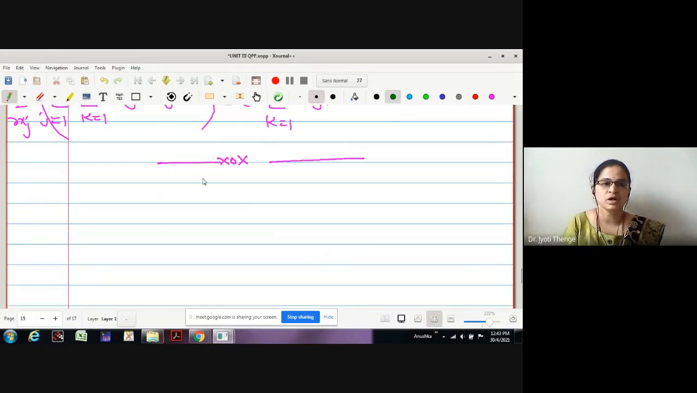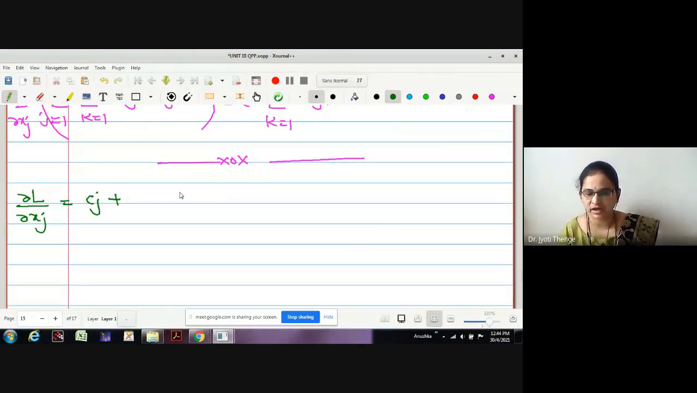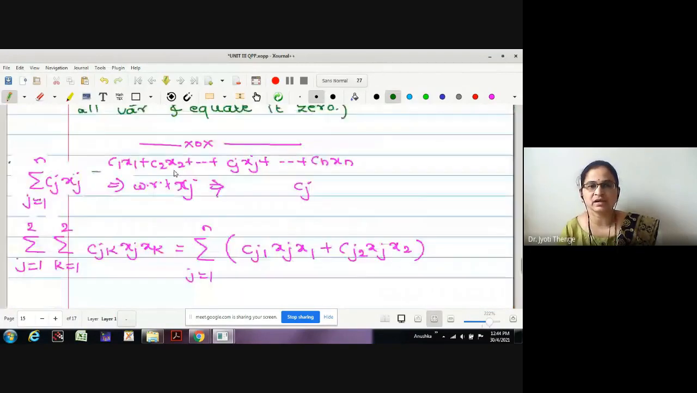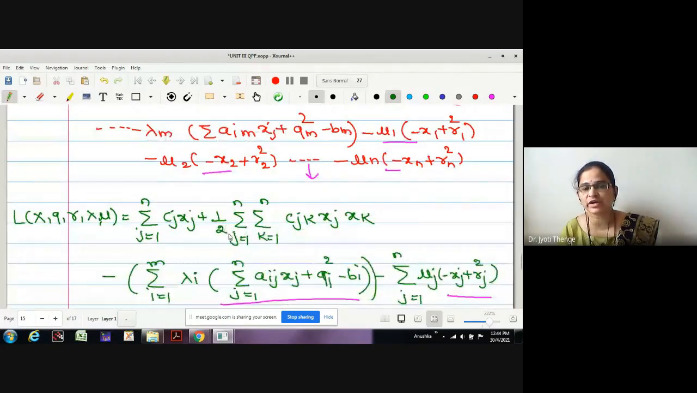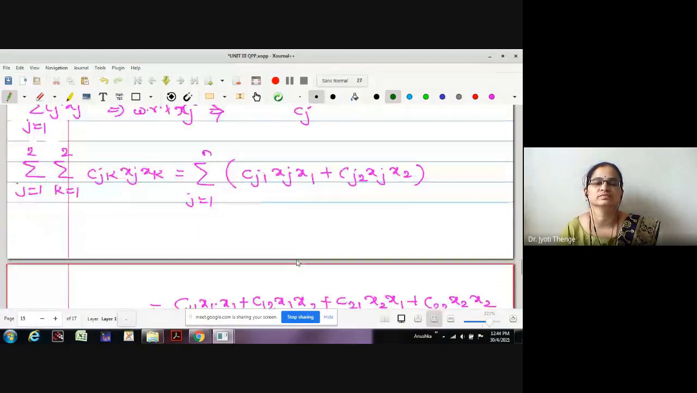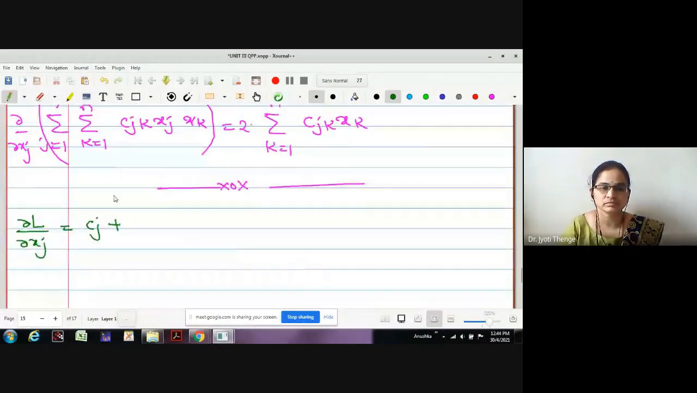Let us come to the partial derivative again. Dou L by dou xj. The first term is giving us cj. And the second term's differentiation: half is there already, don't forget the half. The derivative of this double summation is 2 times. Now let me tell you the reason why this half is taken in the objective function: just to cancel this 2. The half is already with us.